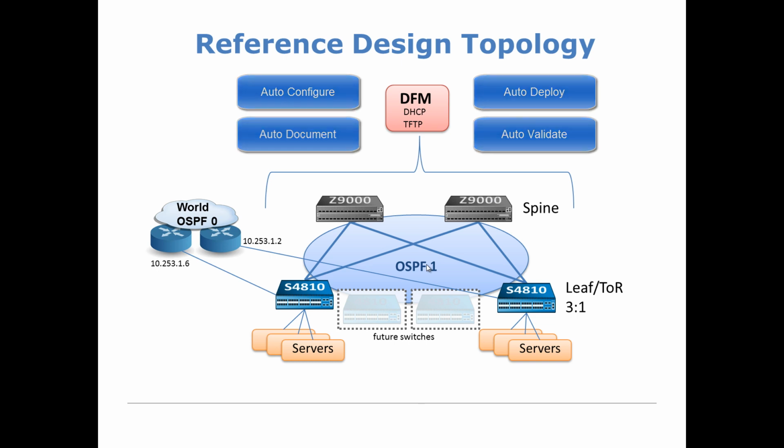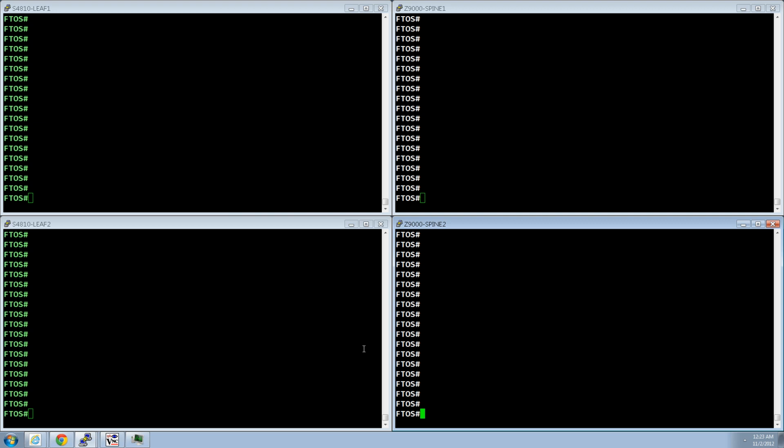So let's get into the demo. Okay, let's start this demonstration of Dell Fabric Manager. So here's my desktop, and I have console access to 4 switches. I have my leaf 1 switch here, leaf 2, spine 1, spine 2. My leaf is a S4810. My spines are Z9000s.